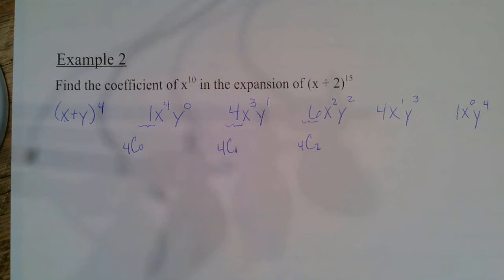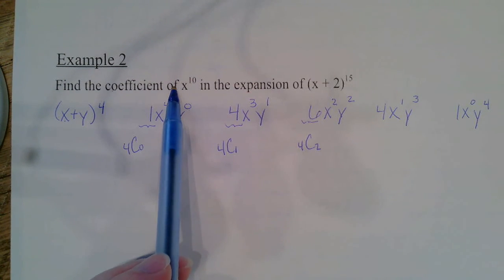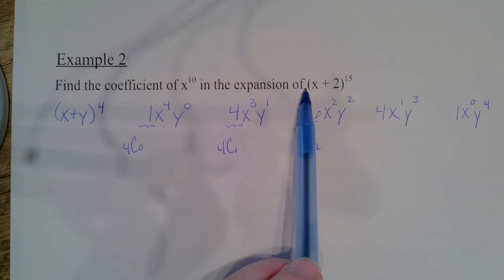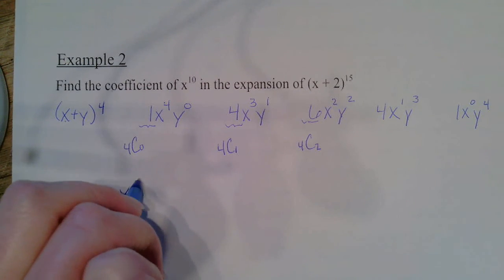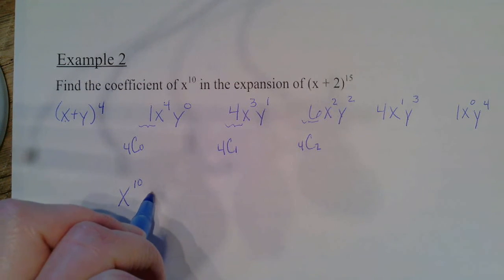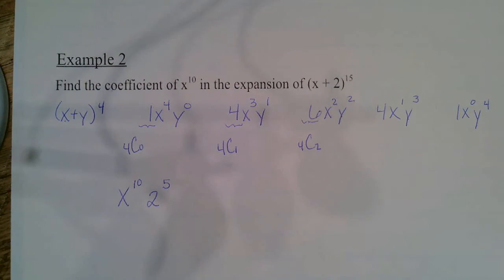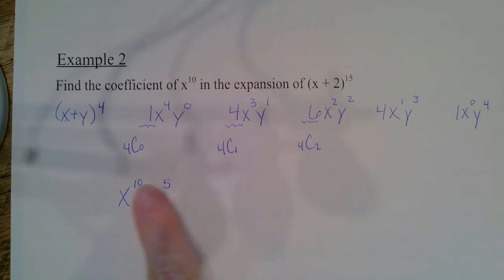Okay. So if I want to, let's go back to our problem now. If I want to find the coefficient of the x to the 10th term in this expansion, I know that it's going to be x to the 10th and 2 to the 5th, because it's the first term, it's the x to the 10th, and they have to add up to 15, and the y is my 2.